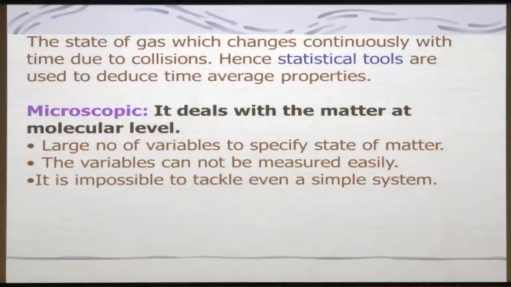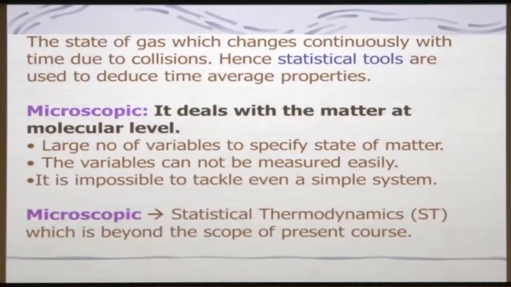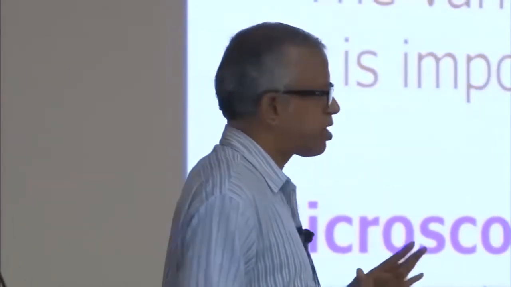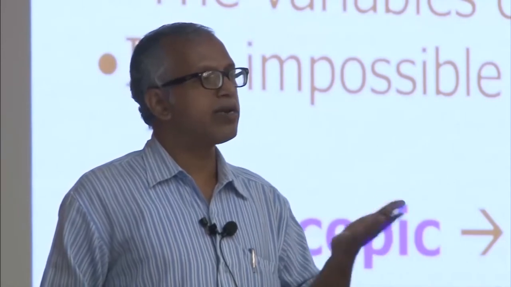And the variables cannot be measured easily. If I want to look at a molecule and it is interacting, what is its mass and what is its velocity is very difficult to measure, and it is impossible to tackle even a simple system. Therefore, we use the statistical tool, and the thermodynamics that uses it is known as statistical thermodynamics, which is beyond the scope of the present course; we will not be dealing with it. If you are interested, you can take other courses in our institute, maybe in the departments of physics and chemical engineering, which do offer it.